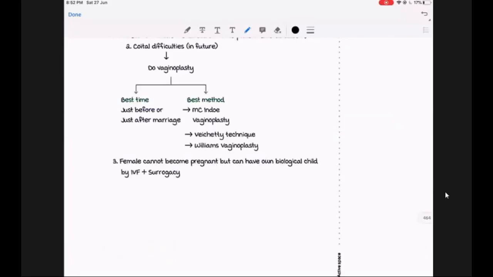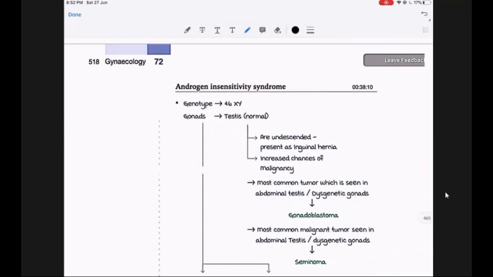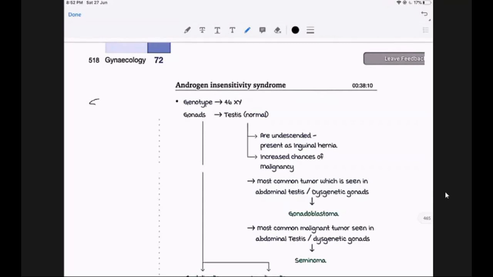Now we'll move on to another simple topic. This is very conceptual. I liked it a lot. Now this is nothing but your androgen insensitivity syndrome. Testosterone. Now you have a condition where the testis is producing androgen, right? However much the testis produces androgens, they are not being acted upon. Why? Because there is some problem with the receptors.